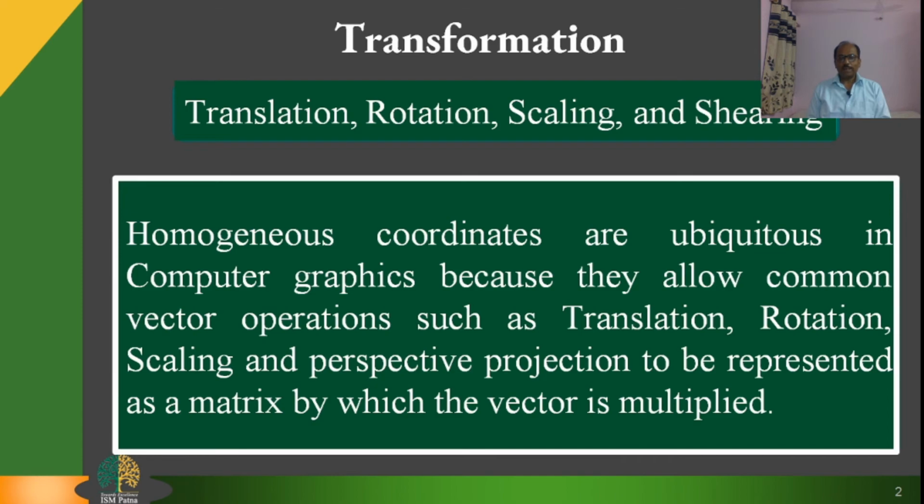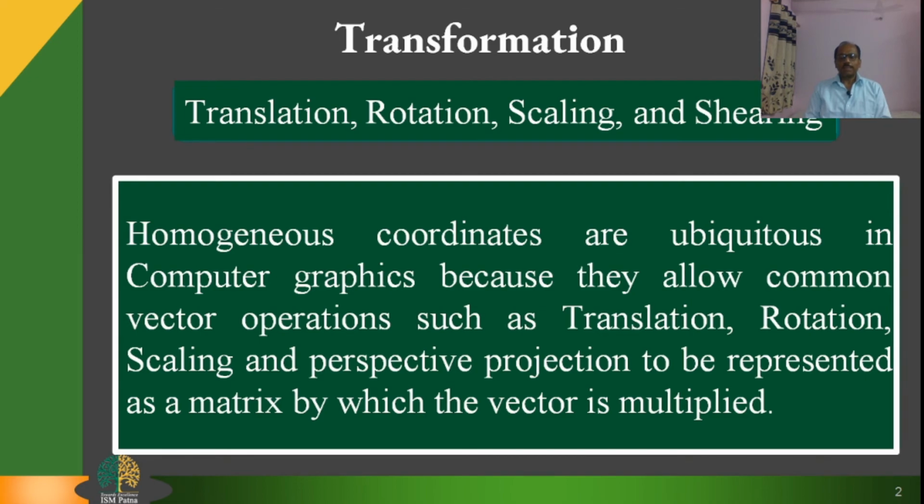We may define that homogeneous coordinates are ubiquitous in computer graphics because they allow common vector operations such as translation, rotation, scaling and perspective projection to be represented as a matrix by which the vector is multiplied. So in this process we create a third coordinate.